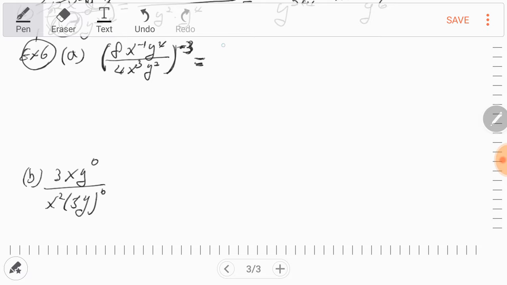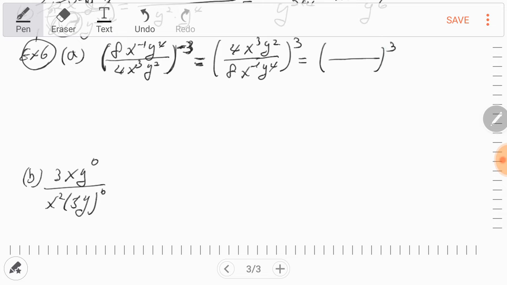Okay, let's simplify the base. The power is negative 3. I think it is better to change the sign of the exponent to 3. Then we switch the numerator and the denominator. So switch the numerator and the denominator. And then, why don't we simplify the base? 4 divided by 4 is 1, 8 divided by 4 is 2.